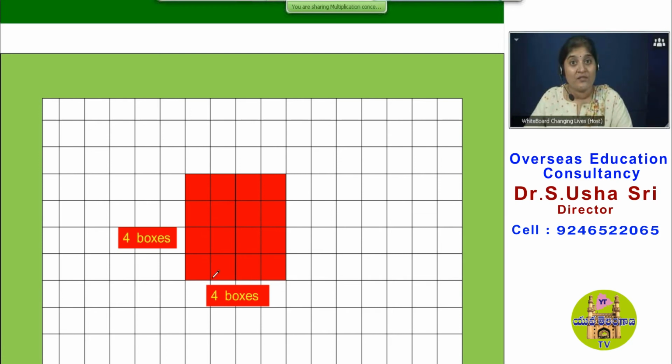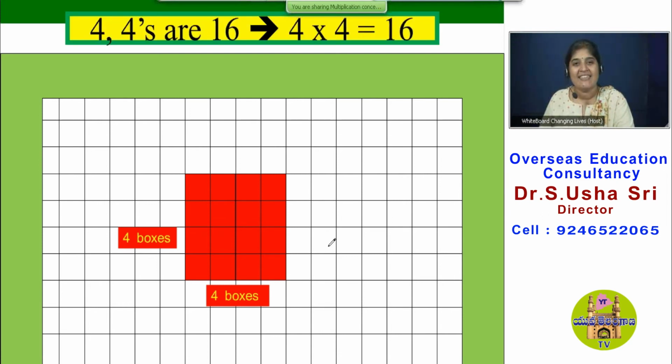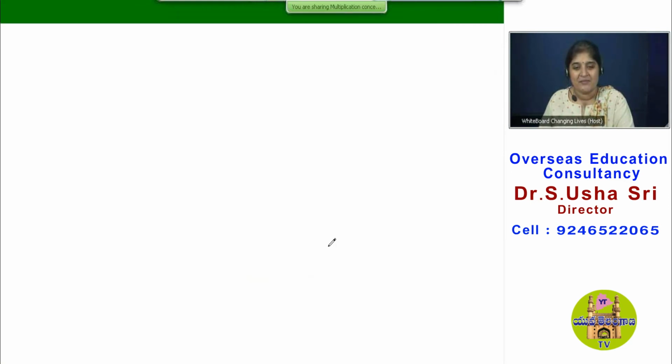But how many in total did we get? We got 16 boxes. How many boxes were there, children? There are 16 boxes. Means if I take 4 and 4, so 4 fours are 16. How much is this? 4 fours are 16. Fine. So what are 4 fours? 16.